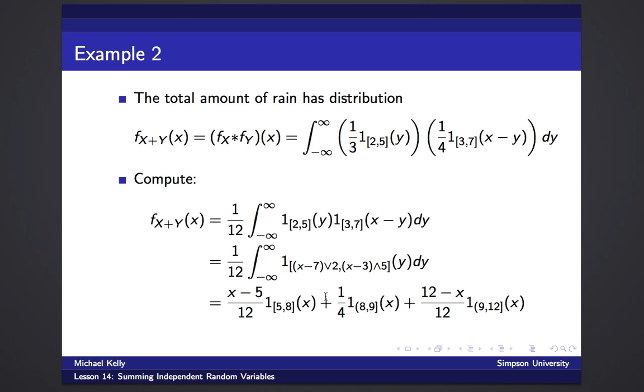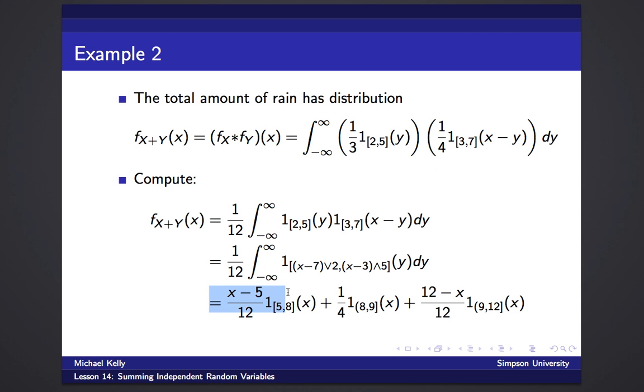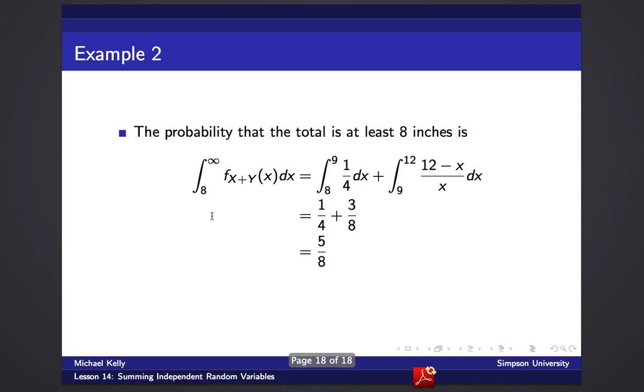Breaking the interval into 3 pieces over which one's going to be the maximum and which one's going to be the minimum, you end up getting the following PDF in 3 pieces. So, using this PDF function, the probability that the sum of rain that you're going to get over the 2 days is at least 8 would then be the integral from 8 to infinity of that PDF function, which from 8 to 9 is 1/4, and from 9 to 12 is 12 minus x over x.